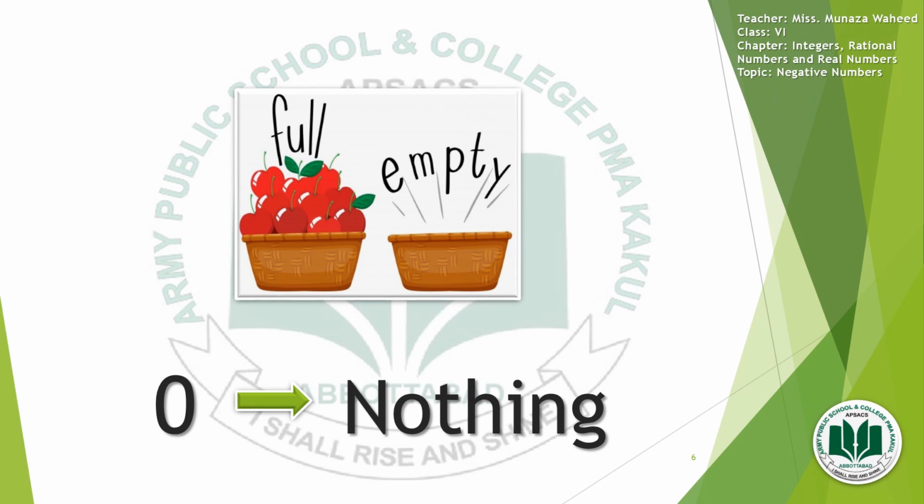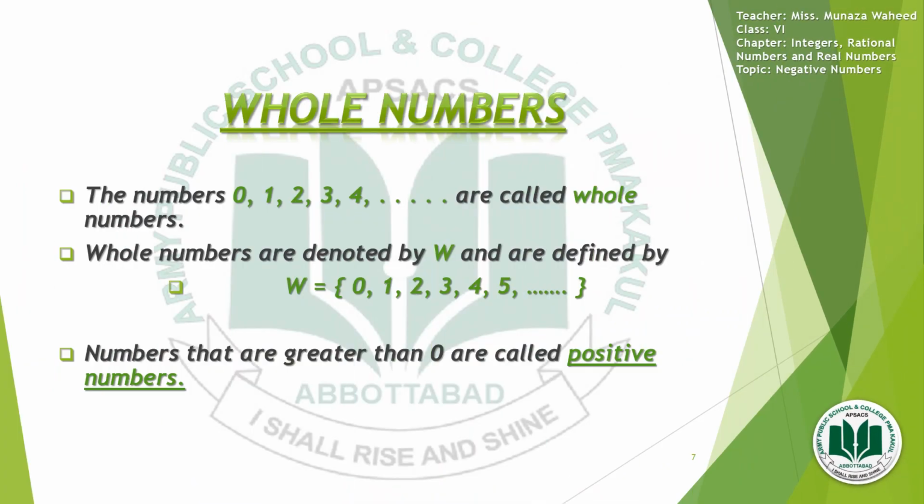Let's suppose you have a basket of apples and someone takes them away, and you are left with an empty basket. Now there is nothing. What number will represent this notion of nothing? So here comes another number, that is 0, which represents nothing. Or we can say that 0 means nothing. The whole numbers comprise the entire set of natural numbers and 0.